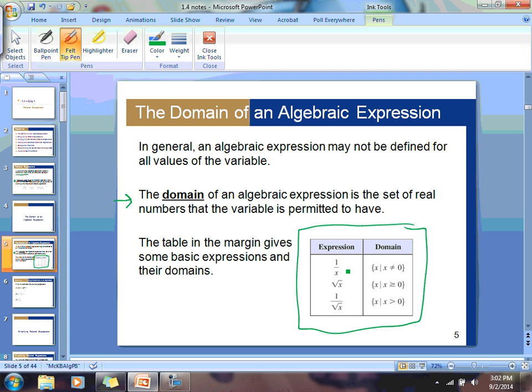If you have 1 over x, your domain is all the x values that are not equal to 0, because you can't have 0 in the denominator. If you have the square root of x, you can have pretty much any number for x except a negative. So it has to be greater than or equal to 0. And then for 1 over the square root of x, we can't have the denominator being 0. So again, it has to be greater than 0.